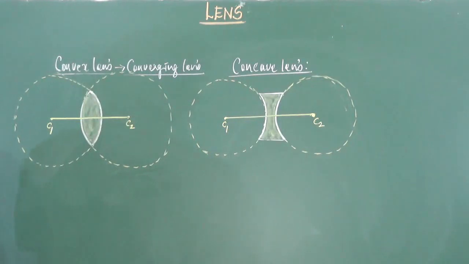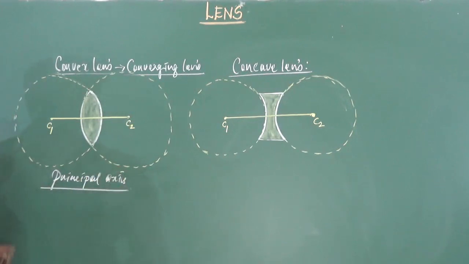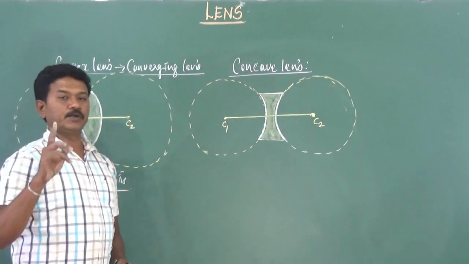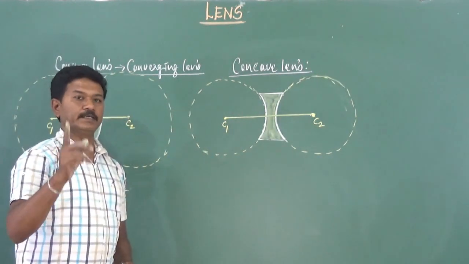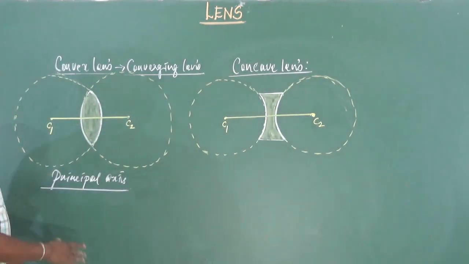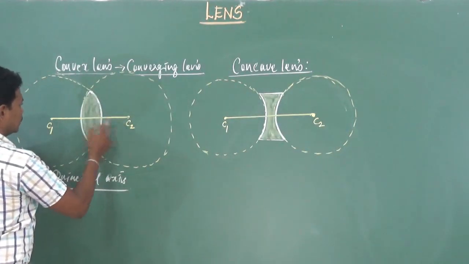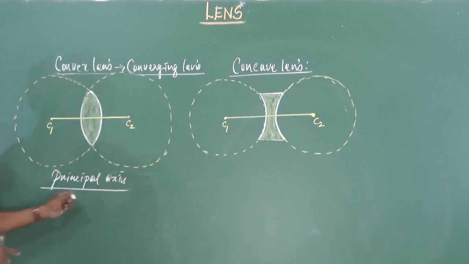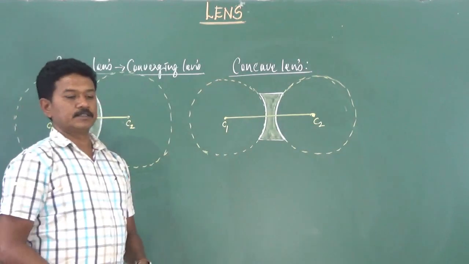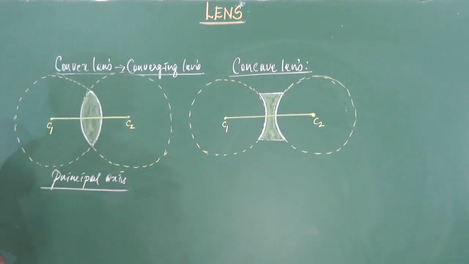Very, very important terminology. What is the principal axis? It is a line joining the centers of the two spherical surfaces where the lens is a part of it. It is nothing but a line passing through the lens, joining the centers of the two spherical surfaces. In mirrors also you came across the principal axis, but that was a different definition. Here it is a different definition. I hope you understood this.